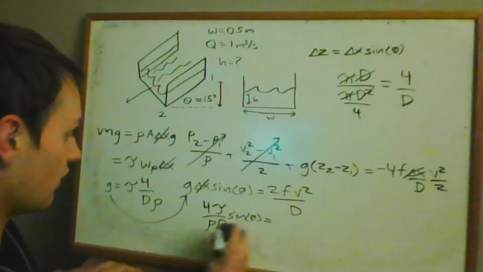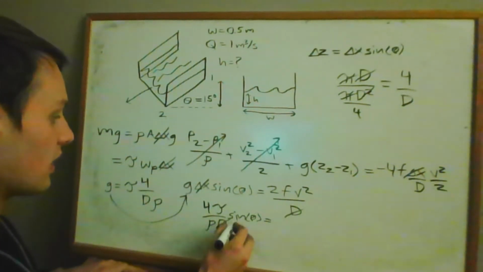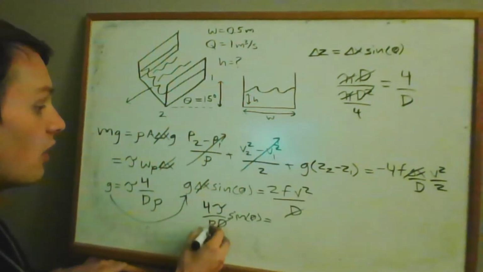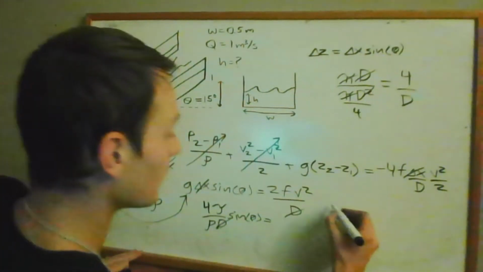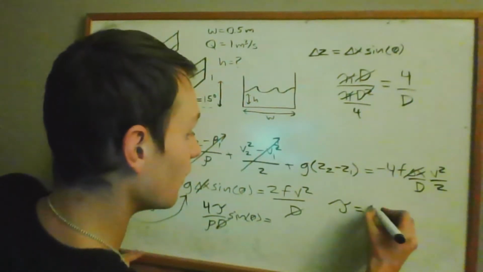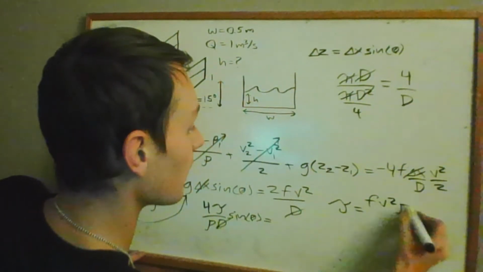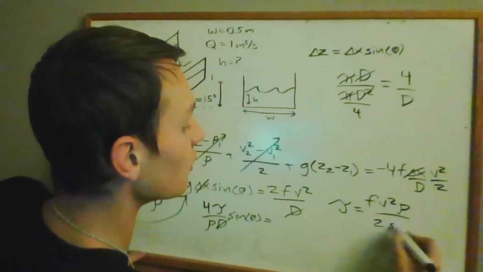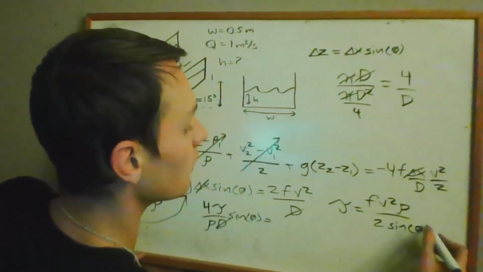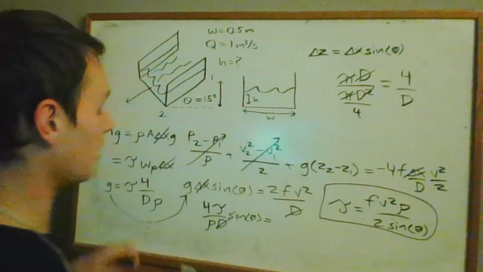So we get these diameters to cancel out, and then we multiply both sides by rho, and then we divide by 4, so we get this expression for the shear stress. This would be the fanning friction factor multiplied by the velocity squared multiplied by the density, all divided by 2 sine theta. Awesome. That is very, very important.